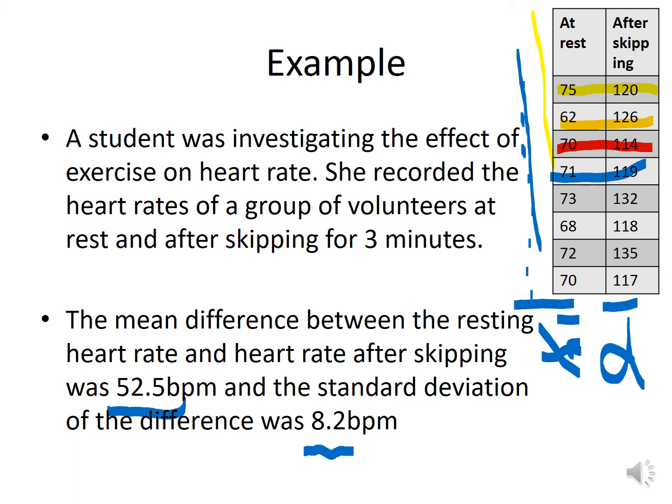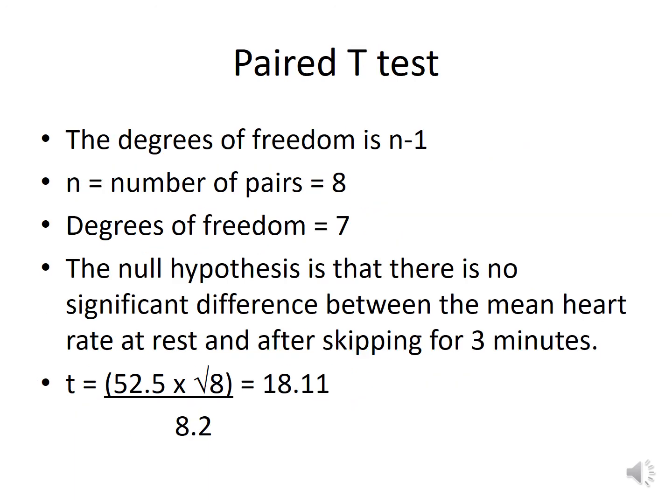So as you can see in this question, you have been given the mean of the differences and you have been given the standard deviation. So then you just plug it into your equation. So the degrees of freedom is n-1, same as it was before. So you've got 8 pairs, so the degrees of freedom is 7. The null hypothesis is that there is no statistically significant difference between the mean heart rate before exercise and after exercise.